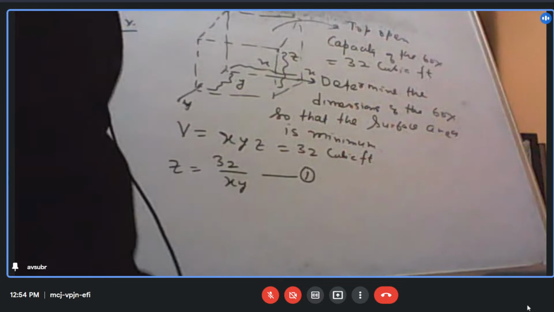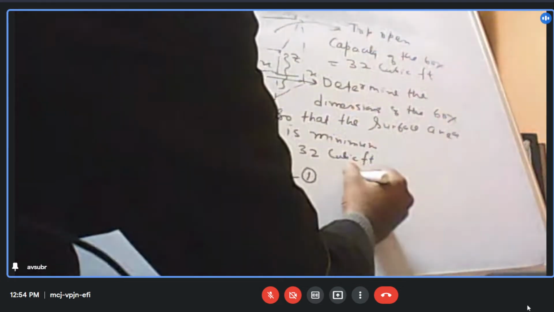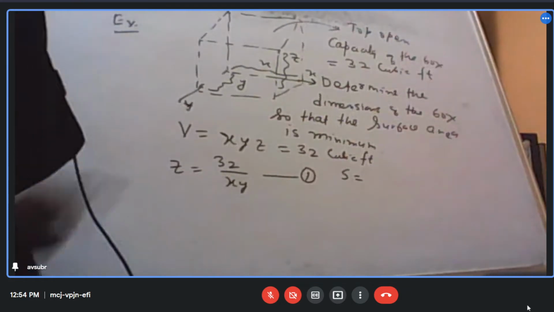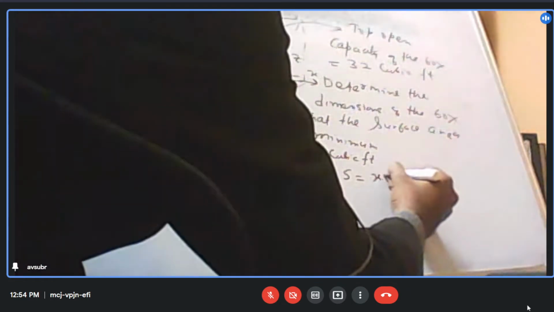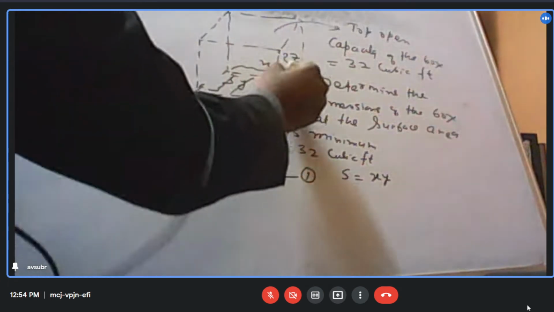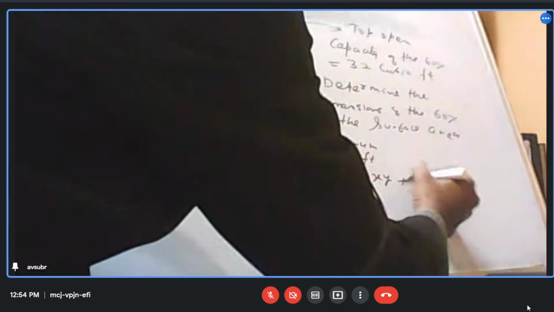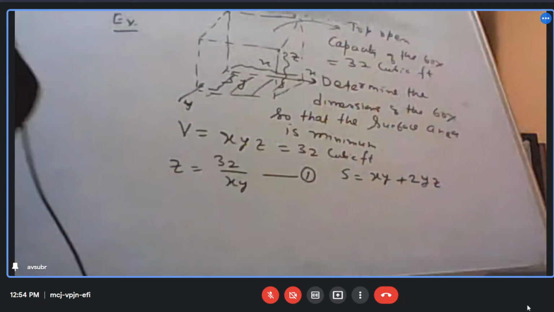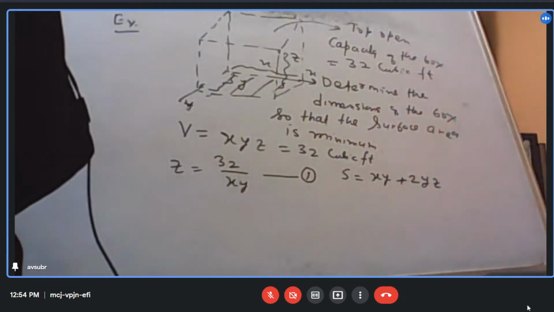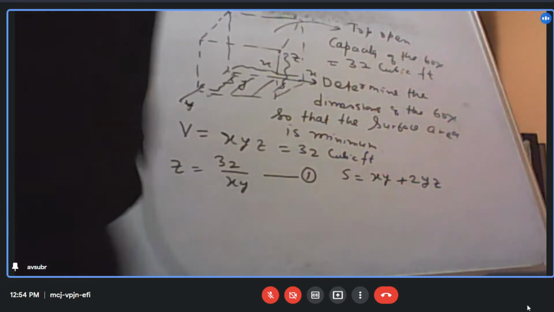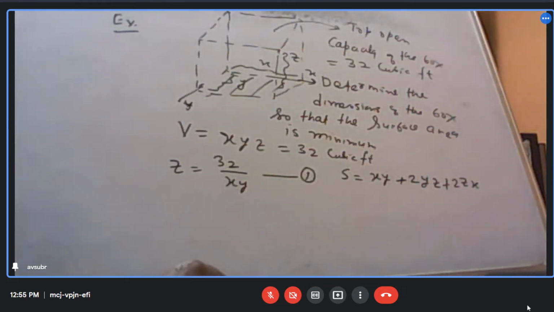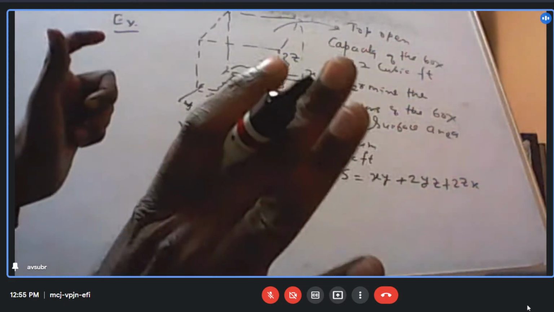All right. Now, if I look at the surface area, what will be the total surface area of this box? So xy, x into y, is for this particular surface. Plus similarly 2yz, and plus 2xz. Is it okay? Yes, sir. All right, so this is what you will get.